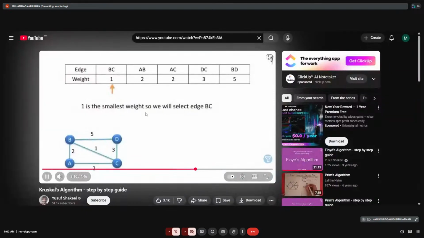1 is the smallest weight, so we will select edge BC. Edge B and C, this one. We highlight this, B and C. B and C, okay.